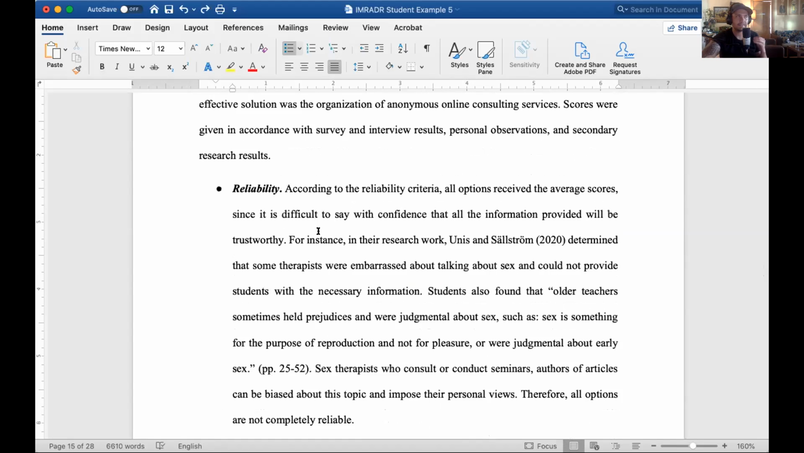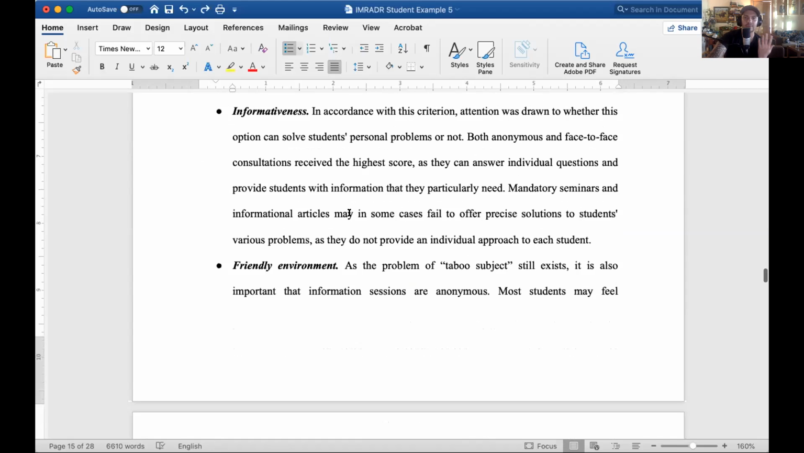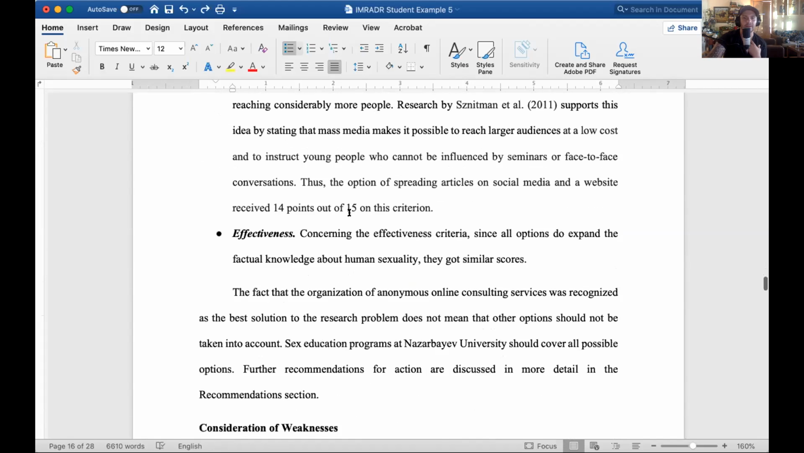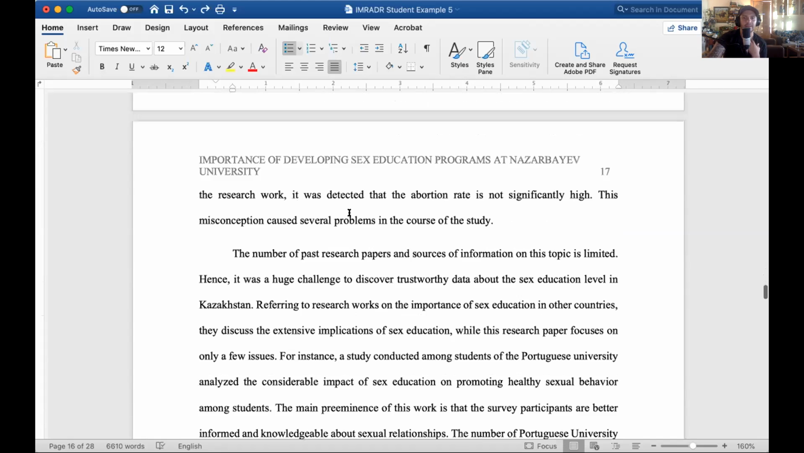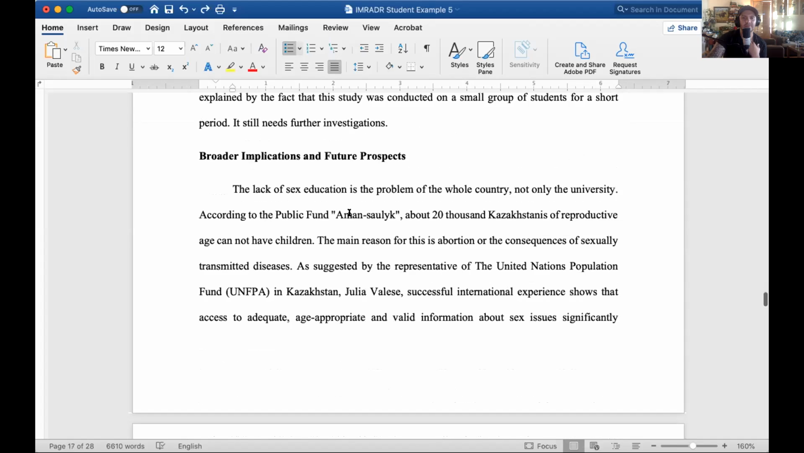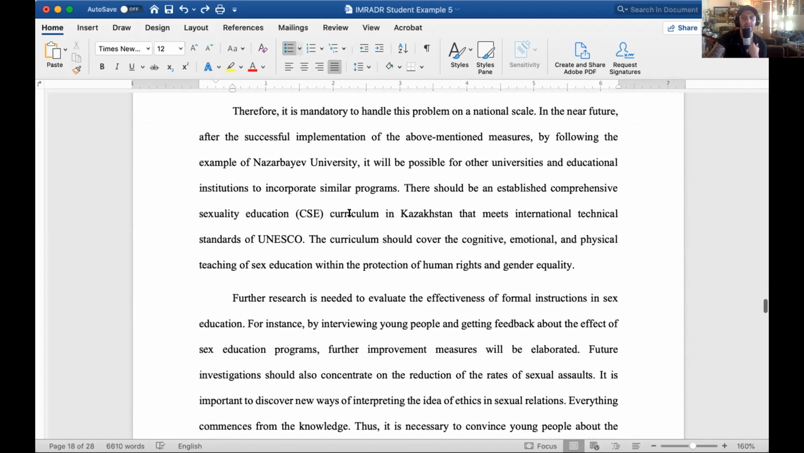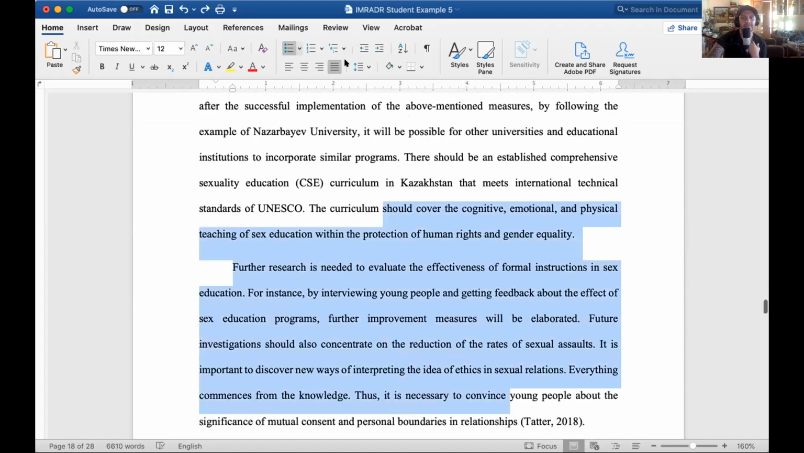But the important thing is that you're making sure to analyze this information and to explain a little bit why certain things won, why certain things lost, why certain things got higher scores, why certain things got lower scores. Consideration of weaknesses, we won't go into detail there. Future prospects and broader implications, okay. Again, these guys tend to be a little wordy.